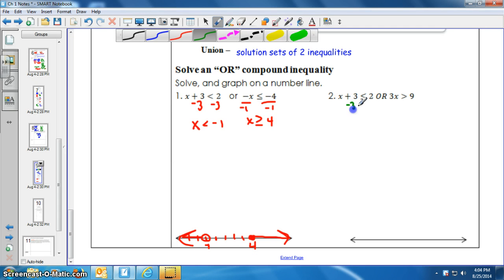So to check, subtract 3 from both sides. x is less than or equal to -1. Over here, divide by 3. So x is greater than 3. So graphing, -1, 0, 1, 2, 3. Open circle at 3. Closed circle at -1, because we have the line underneath there, it could be equal to. And we are going less than -1, greater than 3, and it's an "or." They're going opposite directions.